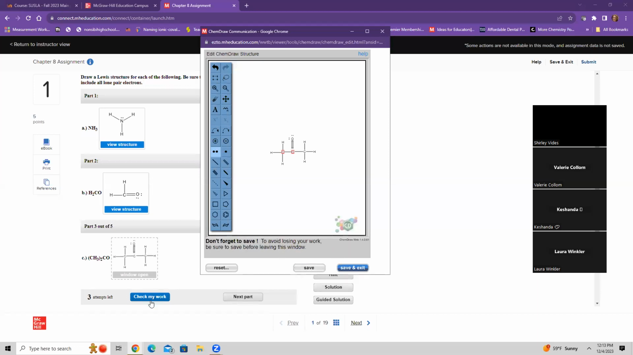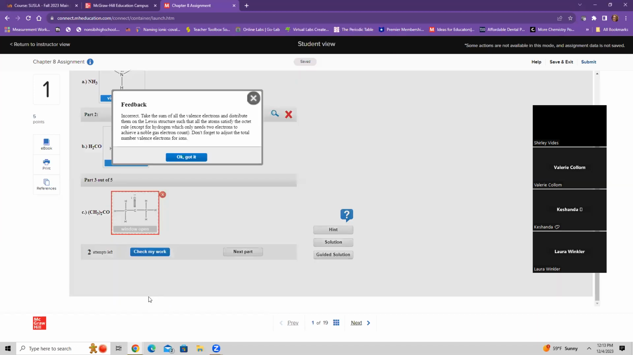All right, let's see what it says. Check my work. It says it's not right. Well, it is correct. You notice that everybody's happy, right? It's saying it's not right, and I do not know why it's doing that.